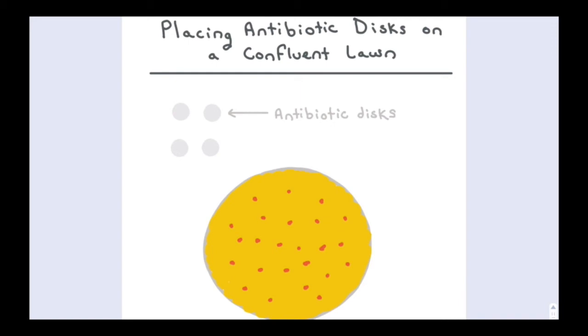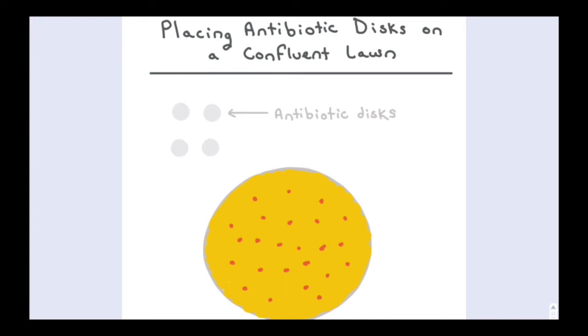Here's some help with placing antibiotic discs on a confluent lawn of bacteria. So what we have here are those in the top left. We've got some light gray antibiotic discs, and on the bottom we have an agar plate with a confluent lawn of bacteria growing on it. And we want to find out whether these antibiotic discs are effective in killing the microbes growing on this plate.